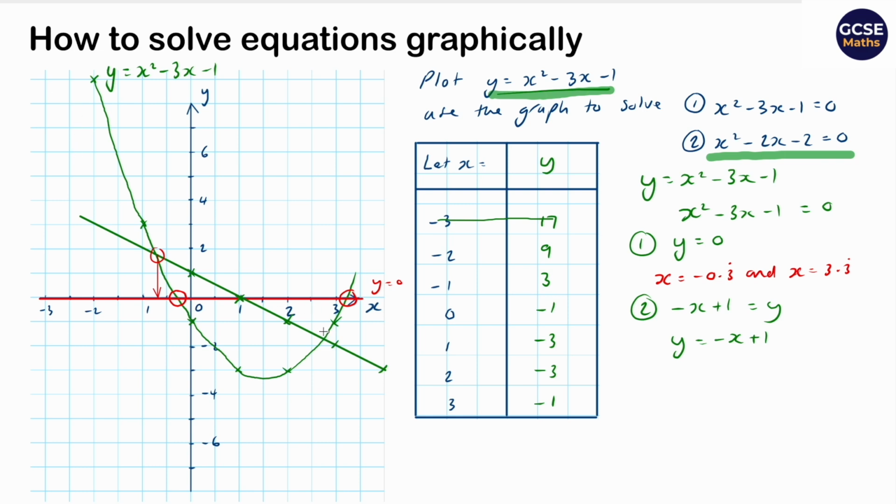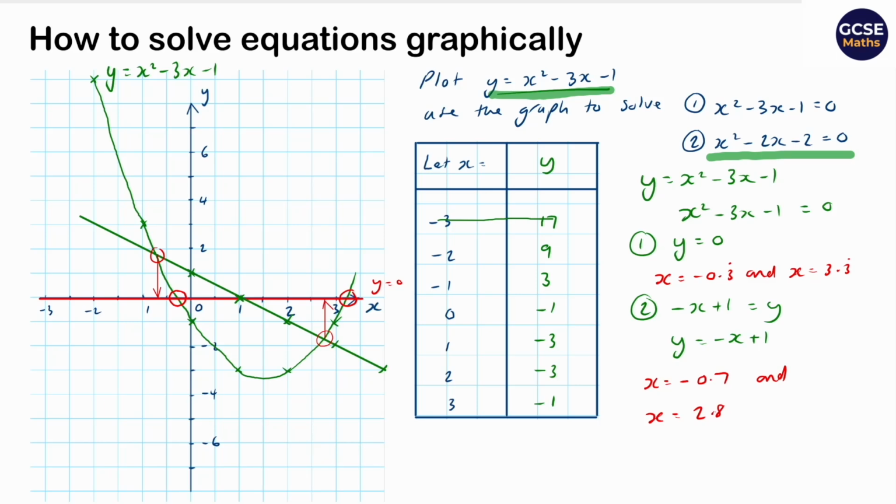Do the same over here, and that's the value of x for the other solution. So in this one we can say x equals around about minus 0.7, and x equals around about 2.8. Now, because you're using a graph, these are classed as estimates. And that's it. That's how to solve equations graphically.